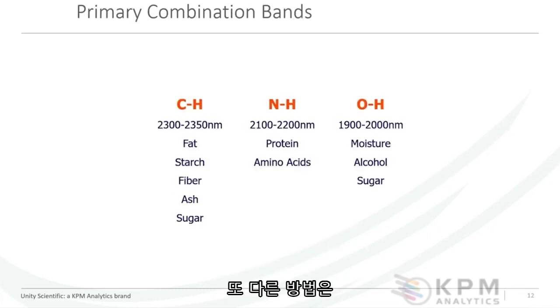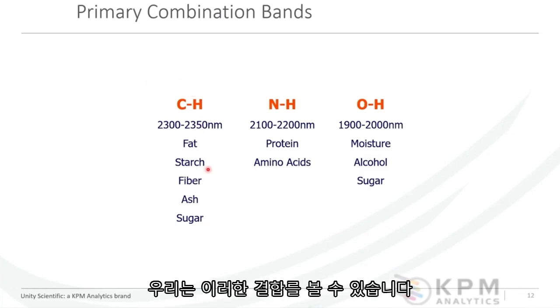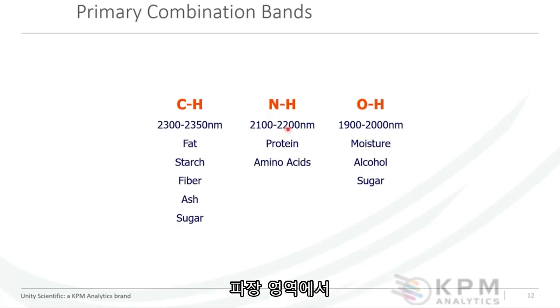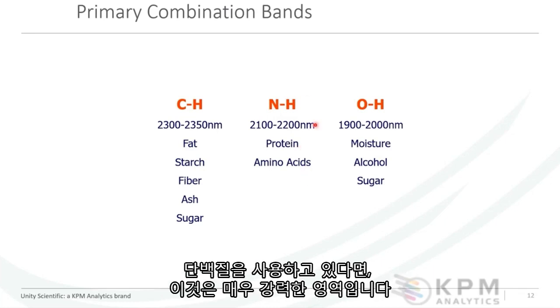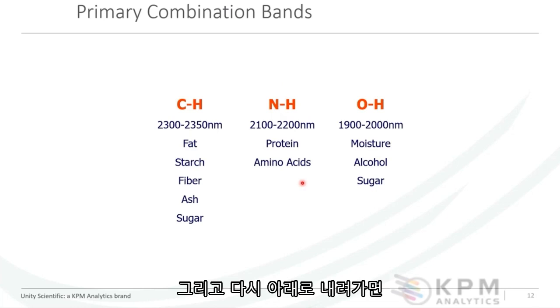Another way to look at that is in this upper wavelength area, we see these bonds, CH, and we can relate these in some way to these types of chemical compounds that are out there. In this wavelength area, a little bit further down, we've got amine or NH bonds. We can see proteins and amino acids. It's a very strong area if we're doing protein measurements.